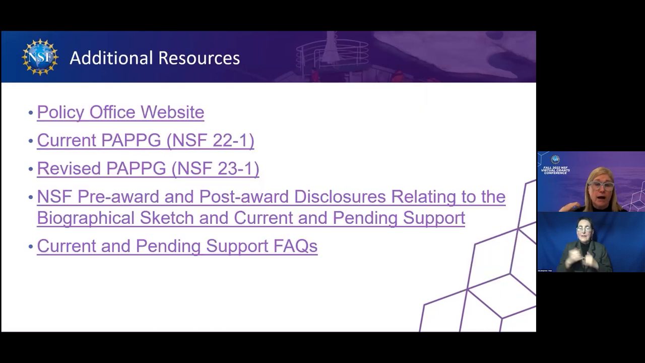Now, finally, I promised I would end the presentation with some additional resources. Obviously, we have a link to the Policy Office website that has a wealth of information that goes beyond just the PAP guide and is an extremely useful page to bookmark so that you'll know where all of our policies and procedures are housed. We have links to the current PAP guide, the revised PAP guide 23-1, as well as the table that talks about the pre-award and post-award disclosures for the biographical sketch and current and pending support, as well as a set of frequently asked questions for current and pending support.